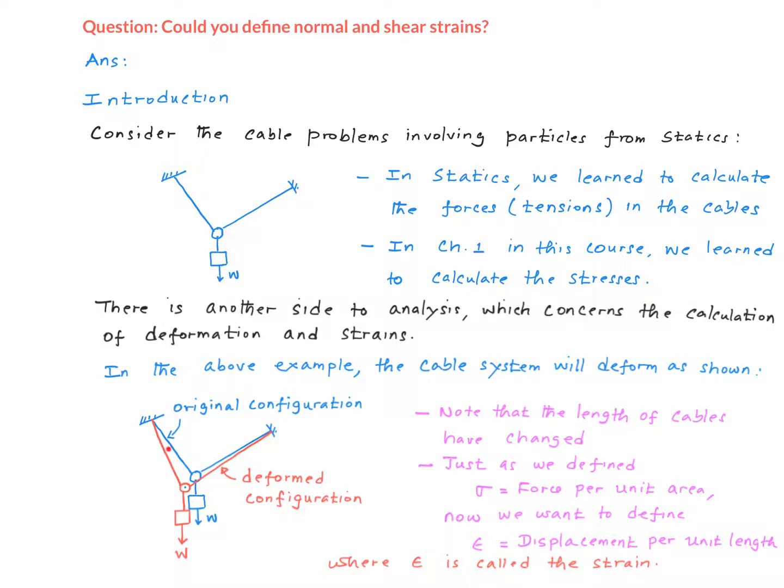In the earlier topic, we took the forces in the cables and defined what we call stresses, which are forces per unit areas, right? So here what we're going to do is we're going to take the displacement of each cable and define what is called a strain. A strain is the displacement per unit length. Just as sigma is a fairly common notation for normal stress, epsilon here is a fairly common notation for normal strain. And of course I'm implying that epsilon defined here is the normal strain.